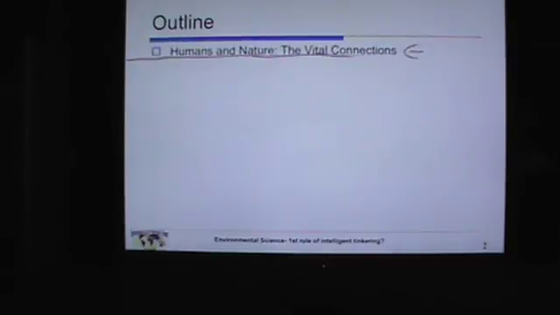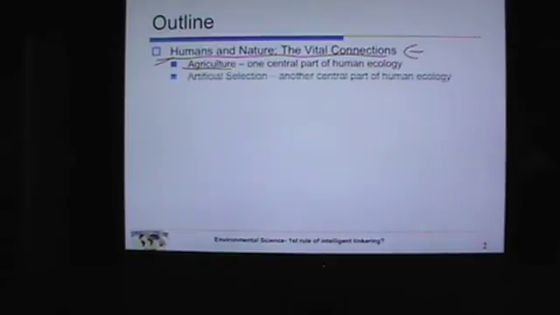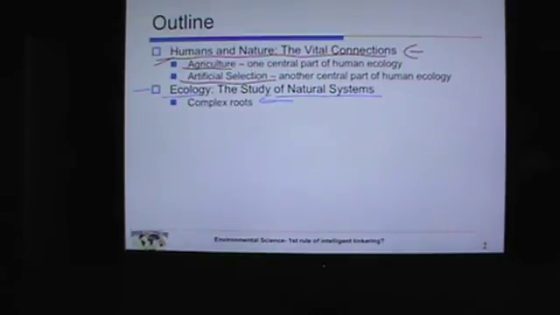Let's look at humans and nature, the vital connection. Agriculture, one central part of human ecology. Artificial selection is another part of human ecology, central to us. Ecology is actually the study of natural systems. That's what we're talking about here today. Very complex roots. We'll go through those as well. Talking about ecosystem function, how these things actually work.